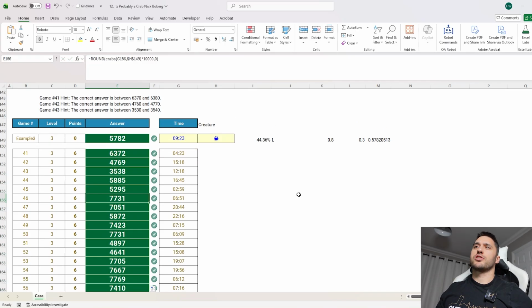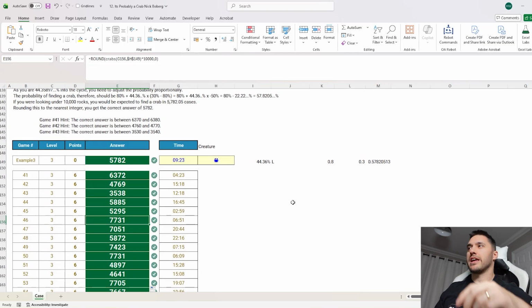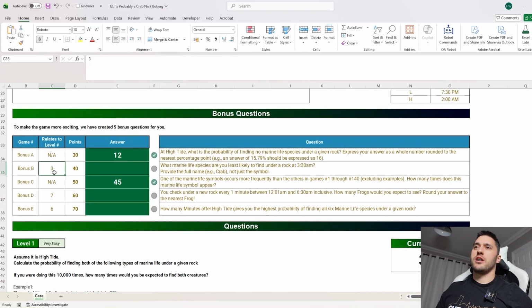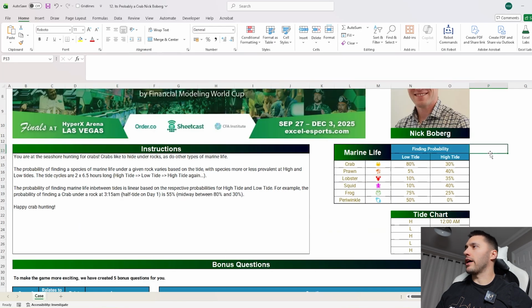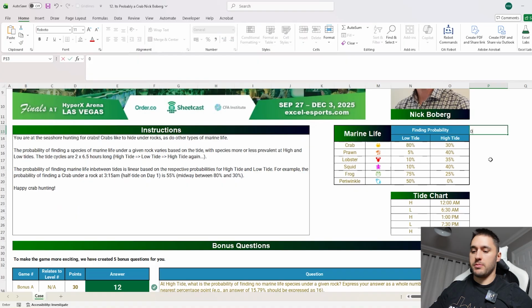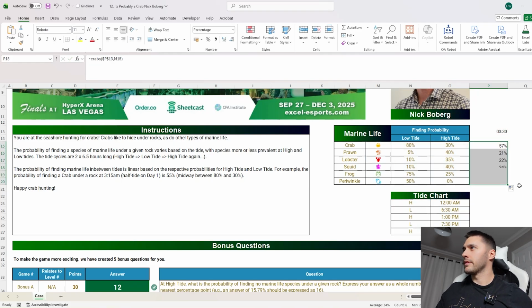And that crabs lambda is going to solve a lot of the rest of the case for us. We can also now do this second bonus here, which species are you least likely to find under a rock at 3:30 AM. So let's just type 0330, and then we can do crabs of this time and this creature. And we can see the lowest here is this prawn.